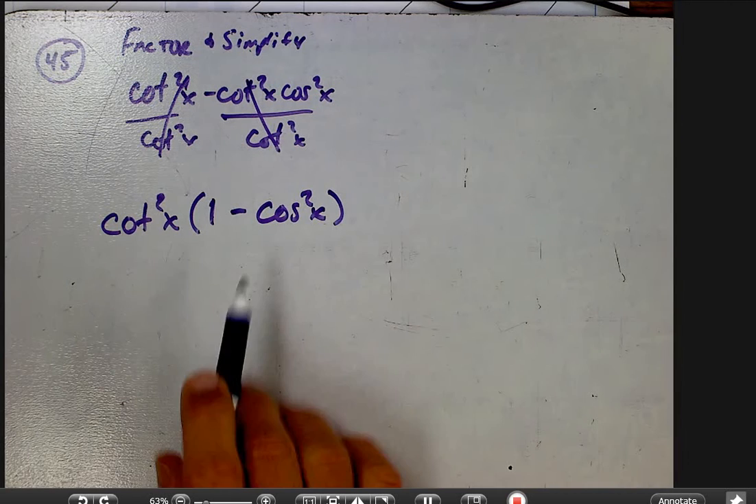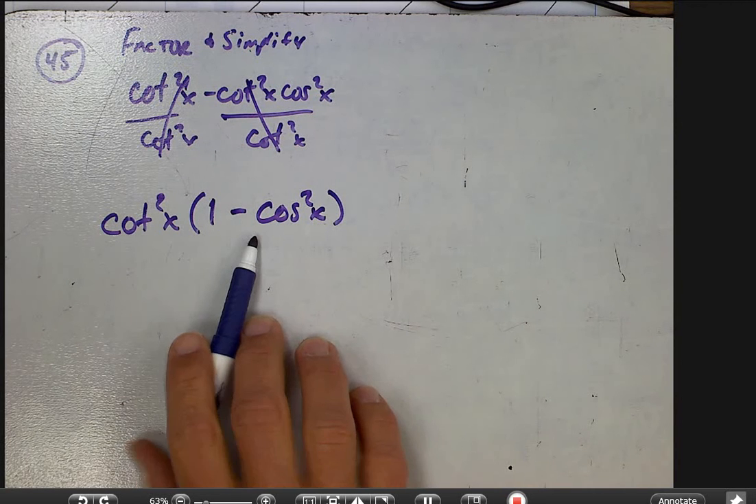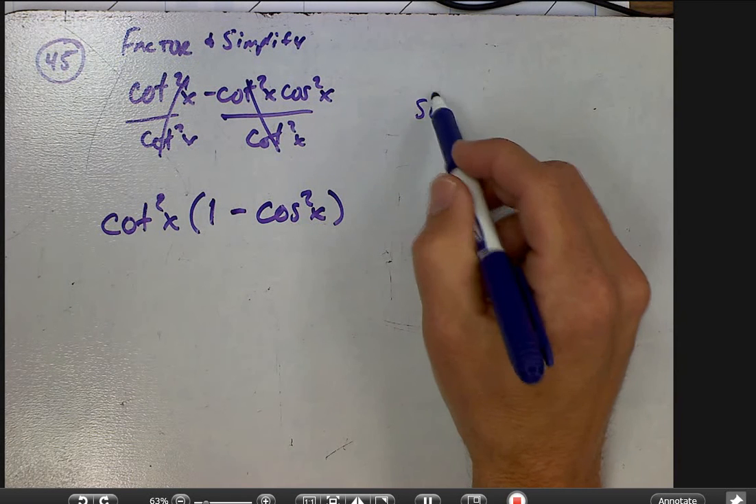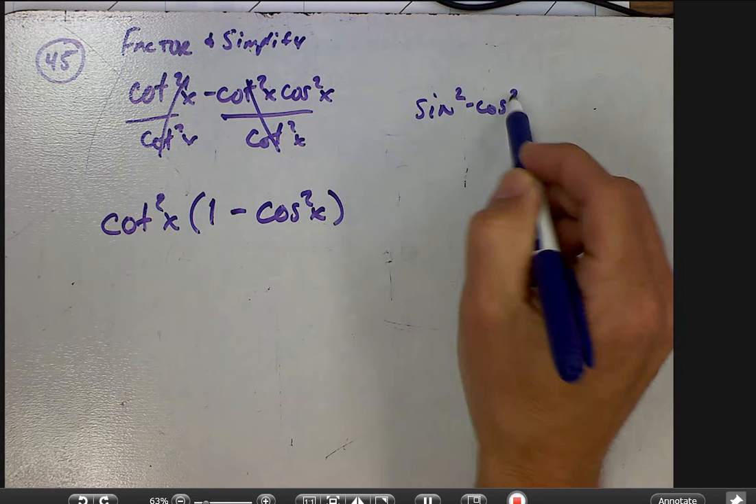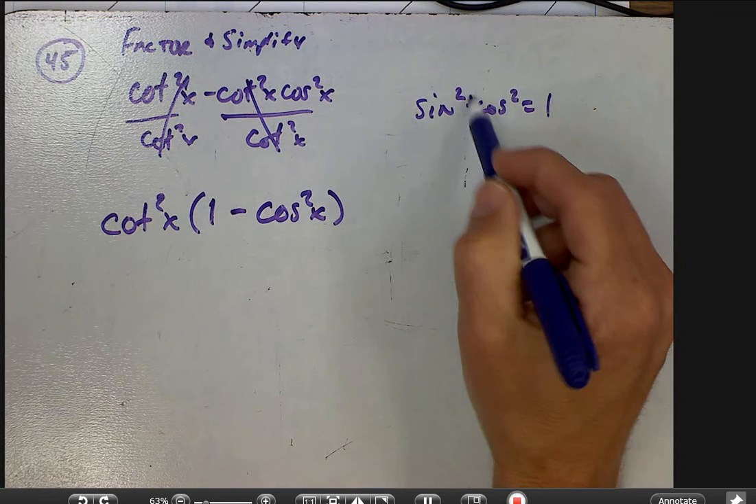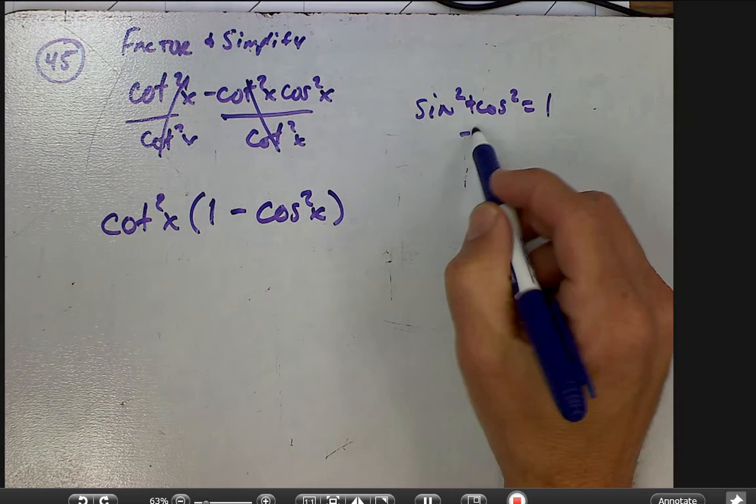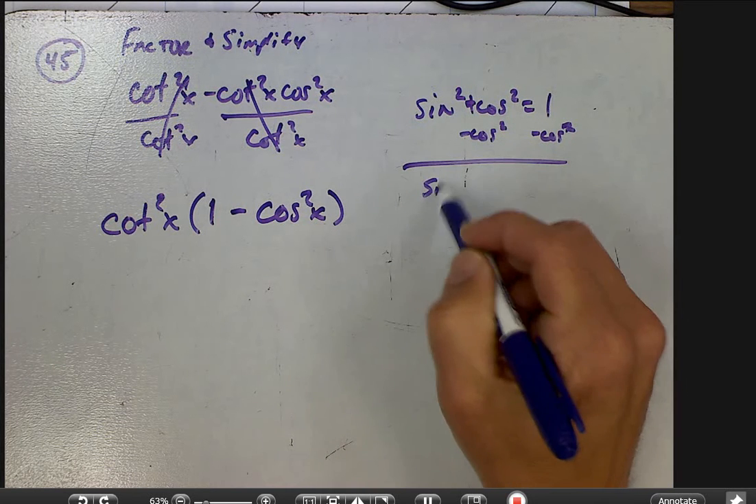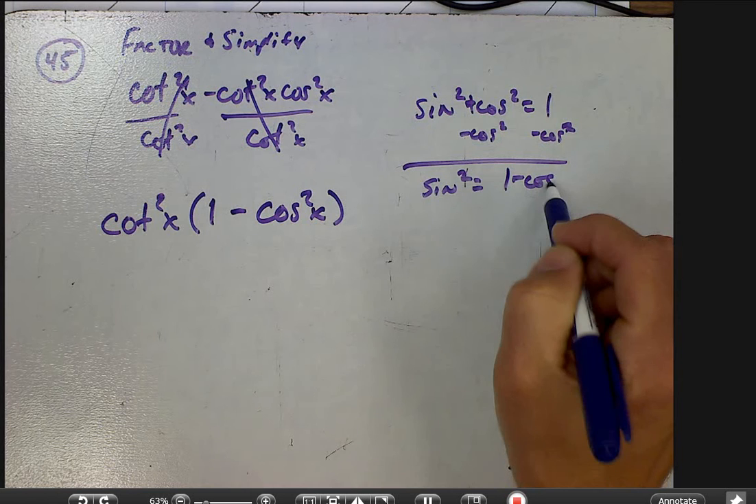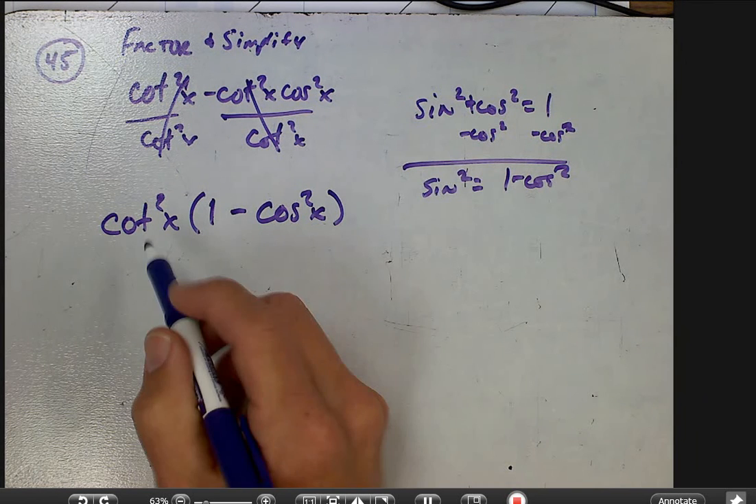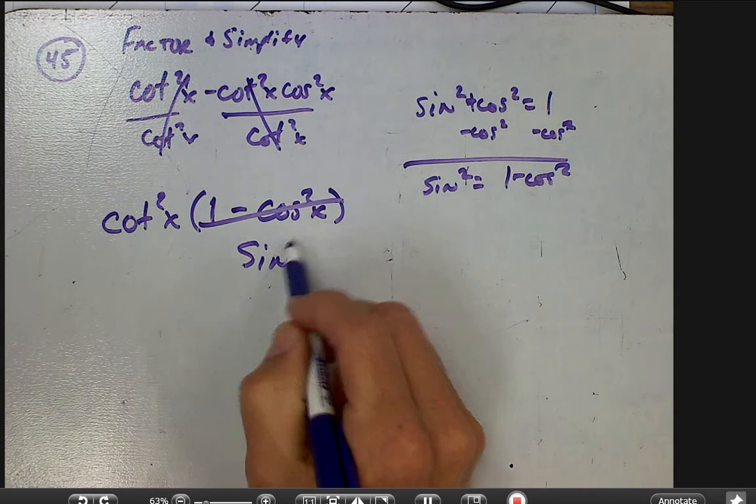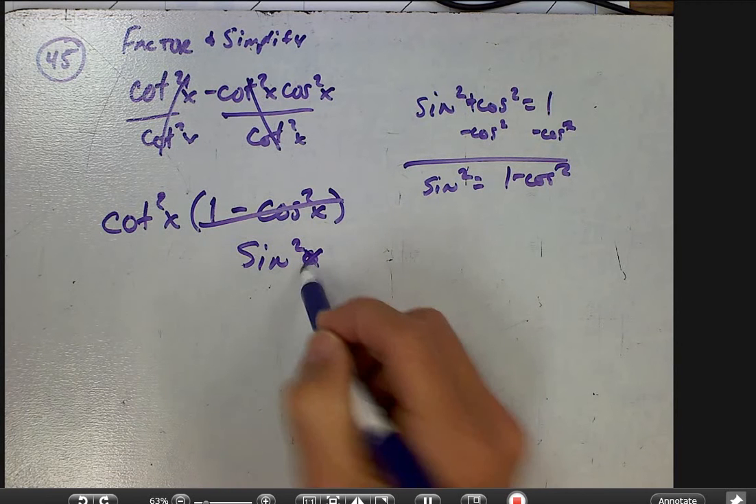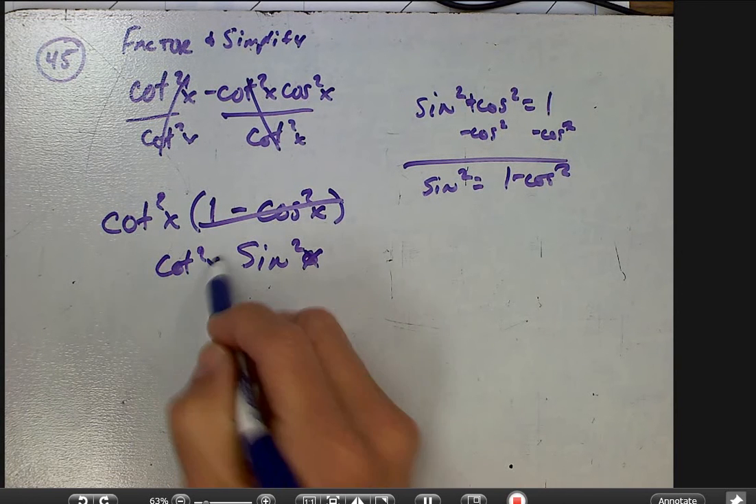This should look familiar, 1 minus cosine squared x, because that is sine squared plus cosine squared equals 1. But if I subtract the cosine squared from both sides, I get sine squared equals 1 minus cosine squared. So I'm going to take that out and put in sine squared x in its place, and cotangent squared of x.